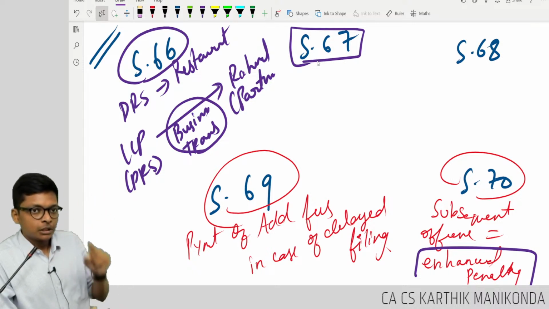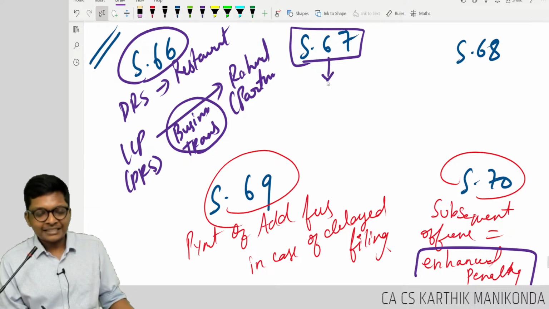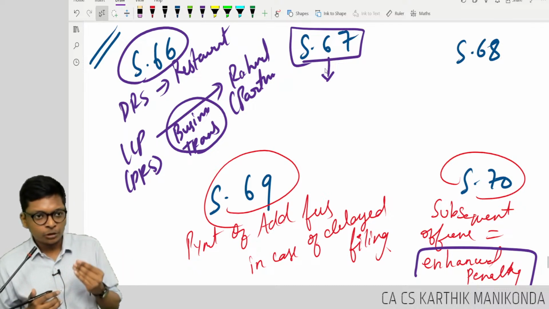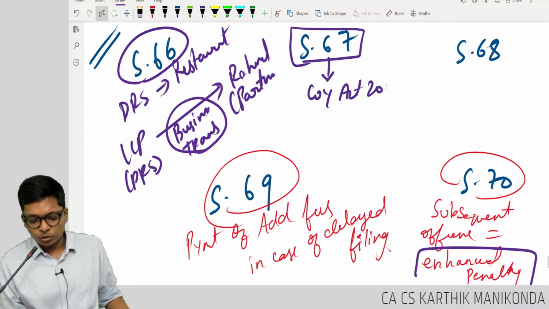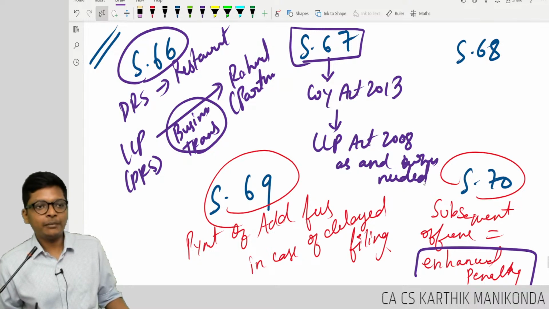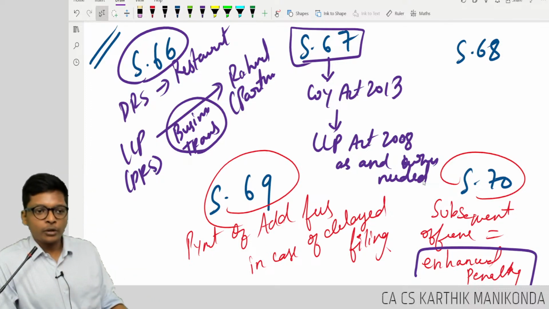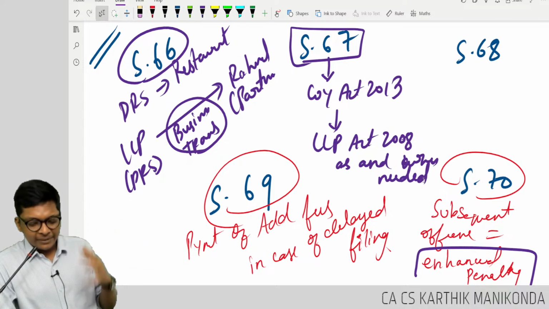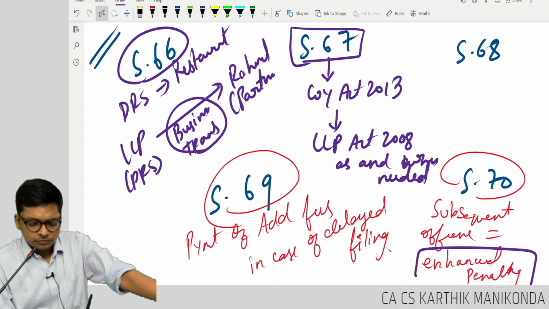Small company was in the Companies Act for many years. Now they have introduced small LLP. So 67 says, don't even remember it for the exam, guys. I tell this only for a few sections, but it's part of the syllabus. 67 says some provisions of Companies Act 2013 can be applied to the LLP Act 2008 as and when needed. Example: small LLP. Are you following? Easier? Super.